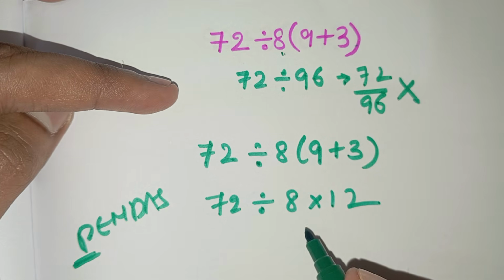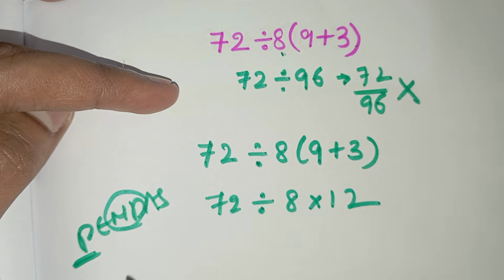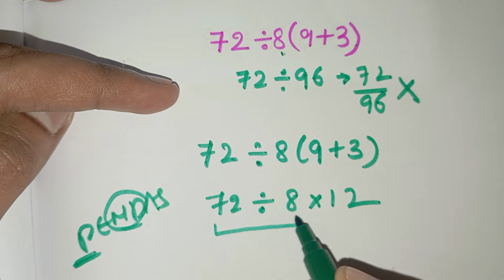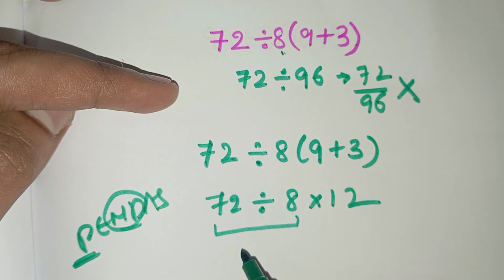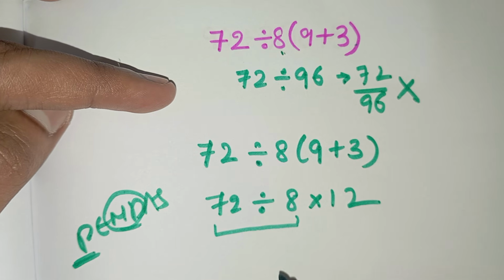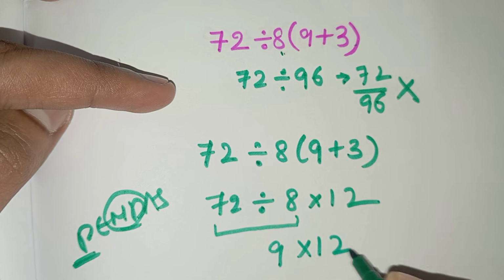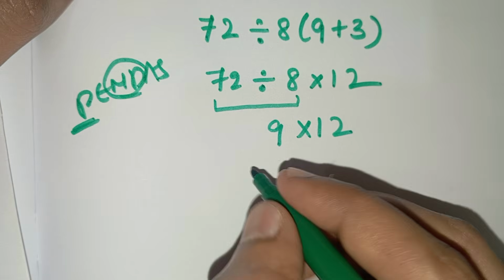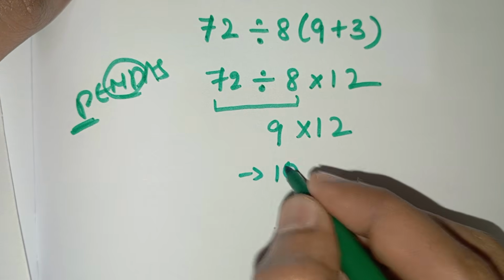Then we have division and multiplication, but both have equal priority. So we will solve the left expression first. 72 divided by 8 is 9, and 9 into 12 is 108.